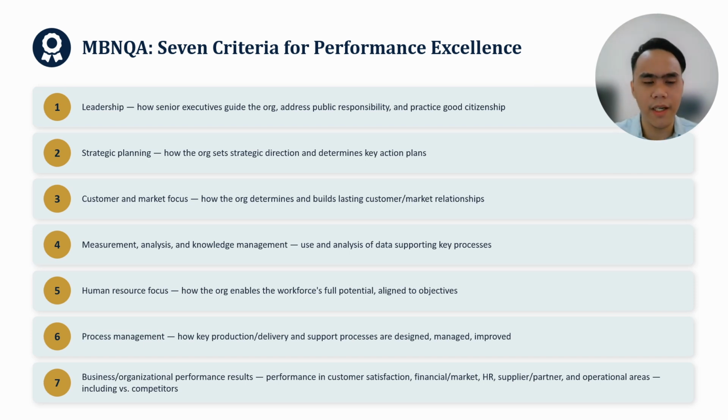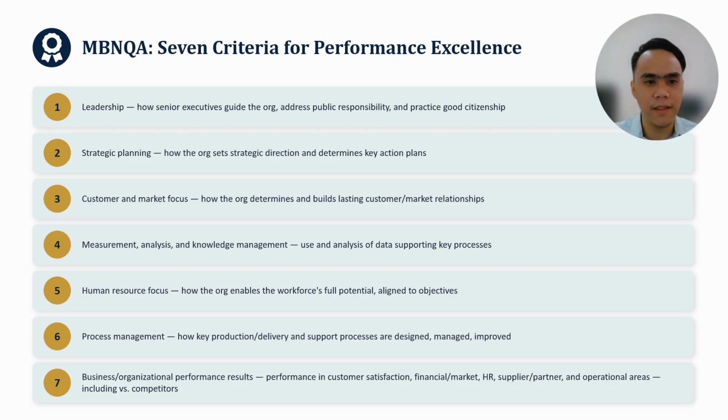Two is strategic planning. It examines how the organization determines its strategic direction and how it determines key action plans, directly echoing our earlier strategic planning material. Three is customer and market focus. It examines how the organization determines the requirements and expectations of customers and markets, and how it builds and maintains strong, lasting relationships with them.